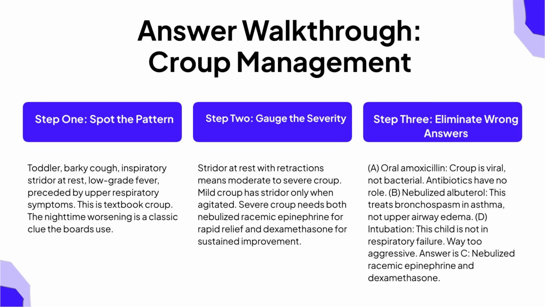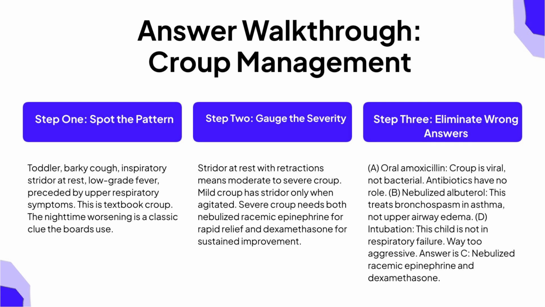Step 2. Gauge the severity. This child has stridor at rest with intercostal retractions. That tells you this is moderate to severe croup. Mild croup only causes stridor when the child is agitated. When you see stridor at rest, the child needs both nebulized racemic epinephrine for rapid short-term relief and dexamethasone for sustained improvement over the next day or two.